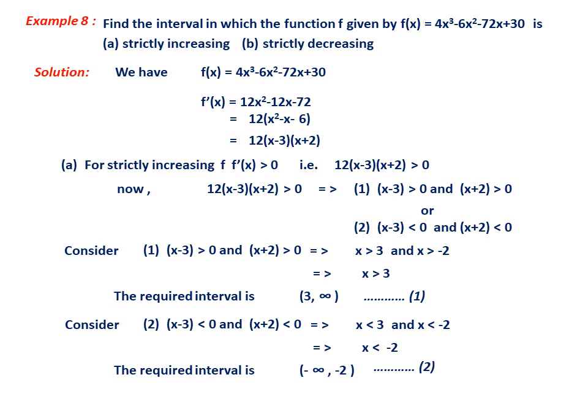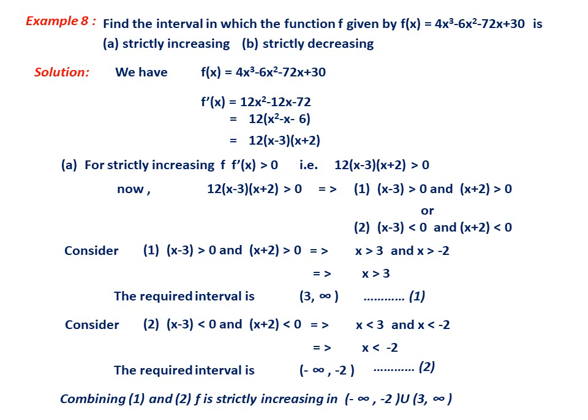Therefore, there are two intervals in which it is increasing. One is 3 to infinity, positive side. Second one is minus infinity to minus 2. Combining, we get the function is strictly increasing in the interval minus infinity to minus 2, union 3 to infinity. So this is the way we can find the increasing interval by solving the given factors, either negative or positive depending on the condition. For increasing, of course, f dash x should be positive.